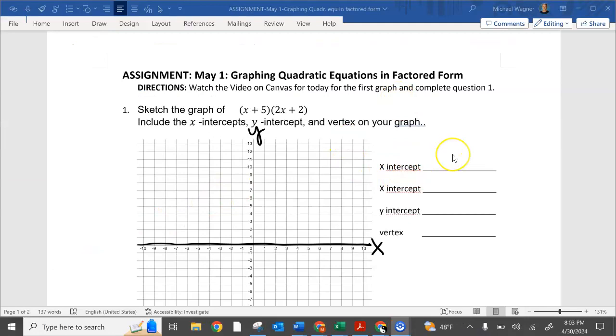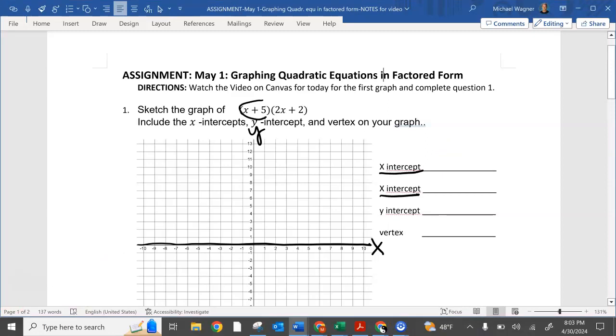Okay, the first thing is to find the x-intercept on this. There are two x-intercepts. So what we do is we go over here, in the parentheses, take what's in front, x plus 5, and set it equal to 0. Minus 5 minus 5. X equals -5. So the first x-intercept is x equals -5.